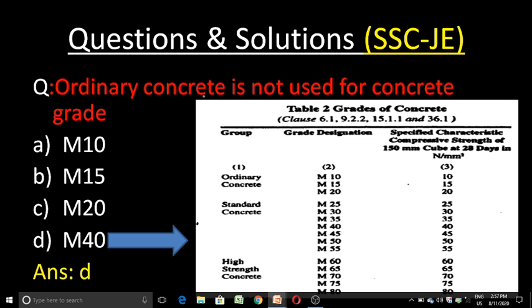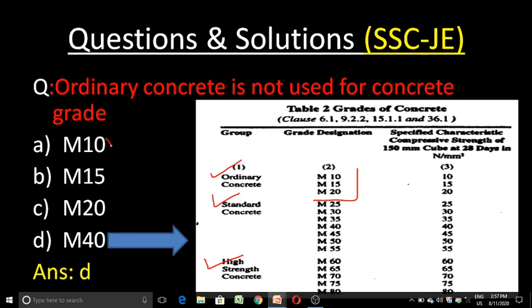The ordinary concrete is not used for concrete grade. That means, in the following grades of concrete, which is not an ordinary grade concrete? You know, as per IS 456-2000, our concrete grades are classified into three groups: the ordinary group, the standard group, and the high strength concrete group. In the ordinary group we have up to M10, M15 and M20. But here the question is which is not used for ordinary concrete.